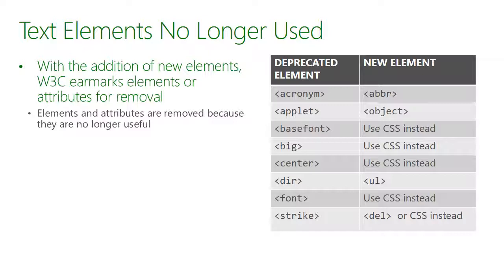A few text elements are no longer used, i.e. they are deprecated. Deprecated elements are basically removed because they're no longer useful within the standard. Some of those deprecated elements are acronym, applet, basefont, big, center, dir, font and strike, and you can see the recommendation there on the right hand side. There's either a new element or they're recommending using CSS instead in order to get the effect that you require.